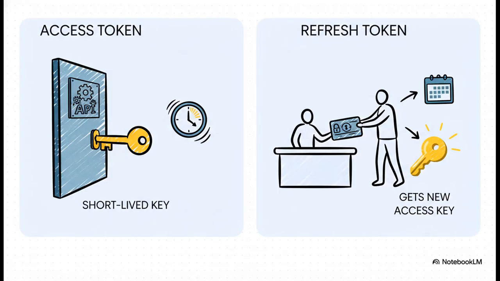Okay, so to tackle this problem, we've basically got two main tools in our toolbox: access tokens and refresh tokens. Now think of it like this. The access token is like a hotel keycard for a single door. It's short-lived, you use it to get into your room, but it expires pretty quick. And that's for security. The refresh token, though, that's different. That's like your special pass to go down to the front desk and say, "Hey, my key expired, give me a new one." It lasts a lot longer, days, weeks, maybe even months, but it has only one very specific job: get a new access token.